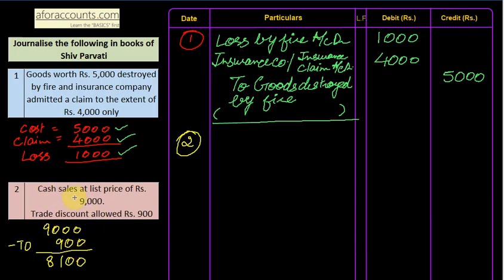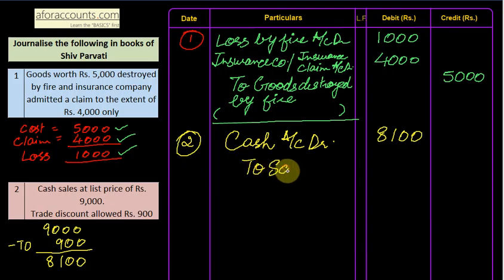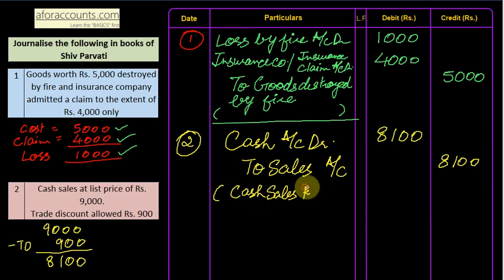So cash sales, what is coming in? Cash account debit. Cash is coming in. Cash account debit. How much? 8,100. Credit what? Credit sales to sales account. Purchase debit, sales credit. Okay, so sales account is credited with 8,100 and entry is cash sales recorded. Your narration.